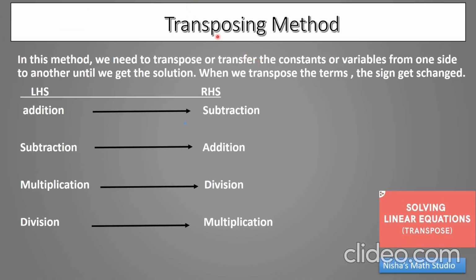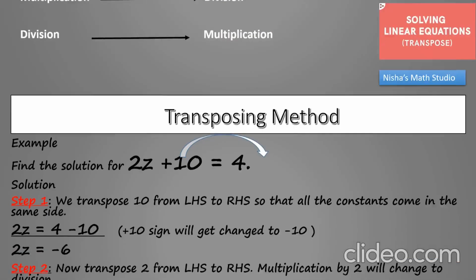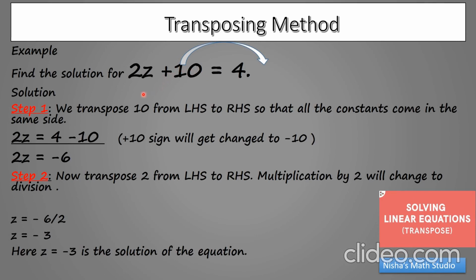Next, we will see the transposing method. In this method, we need to transpose or transfer the constant or variables from one side to another until we get the solution. When we transpose one term from one side to another side, the sign gets changed. That is, addition becomes subtraction, subtraction becomes addition. Multiplication will change to division and division will change to multiplication when you move from left hand side to right hand side or from right hand side to left hand side. Let's try to understand it with an example.